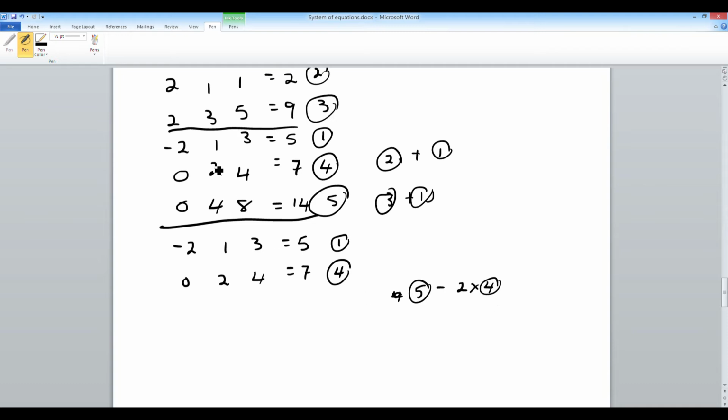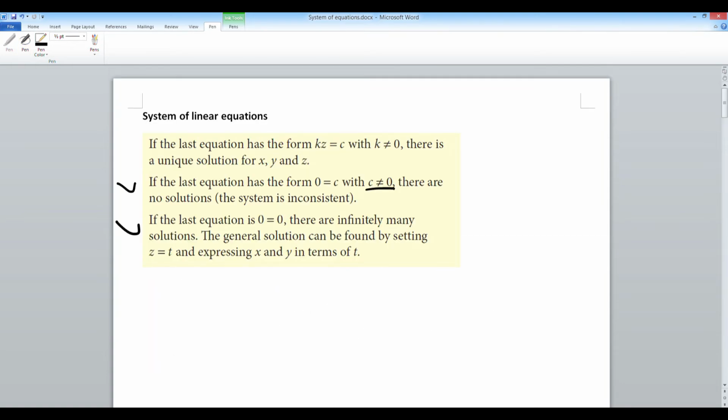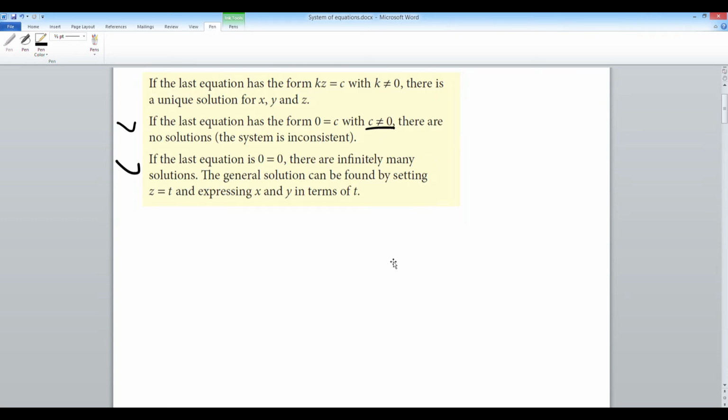So 4 minus twice this is going to be 0. 8 minus twice this is also going to be 0. And 14 minus twice this is also going to be 0. So I notice here for this final row, I'm going to make it row 6: 0 is equal to 0. And if the last equation is 0 is equal to 0, there are infinitely many solutions. So I have to make z equal to t.